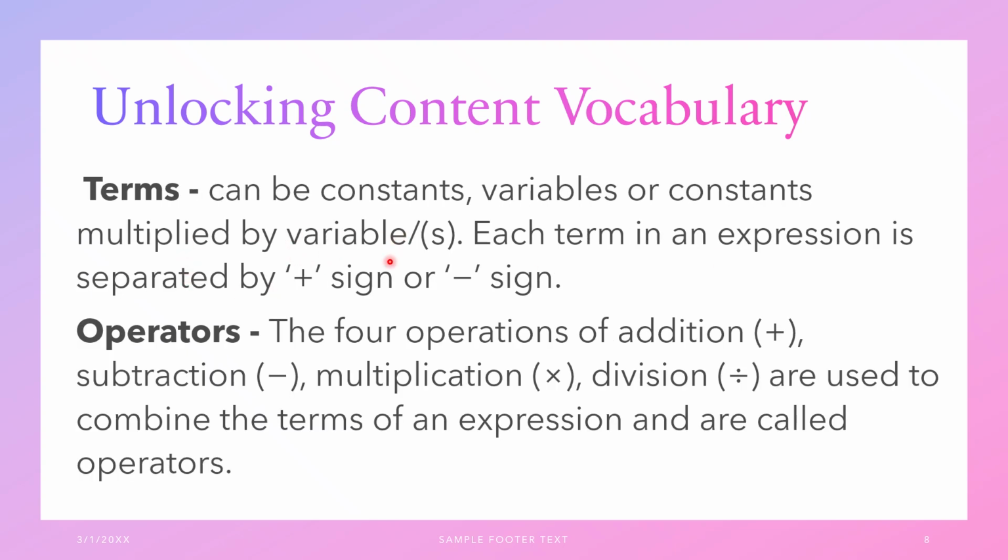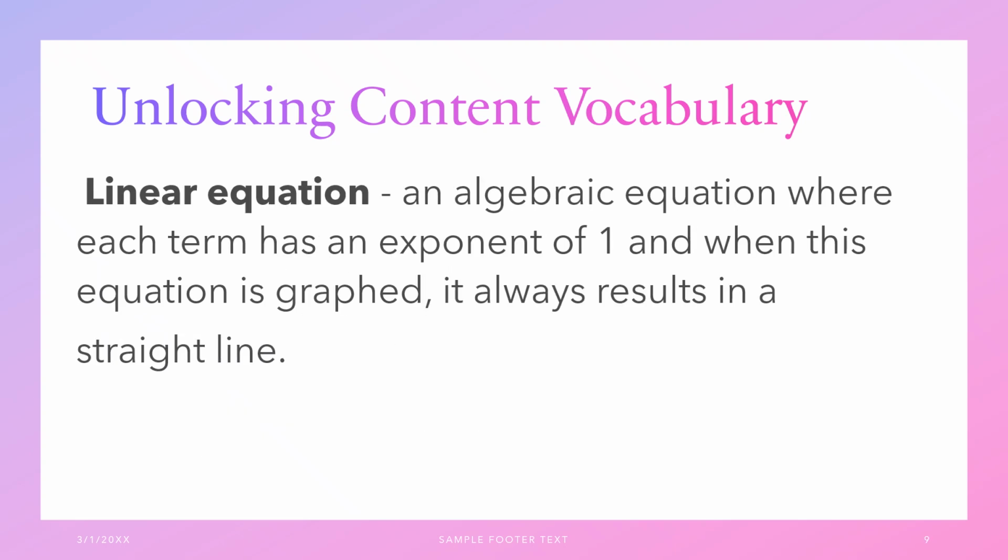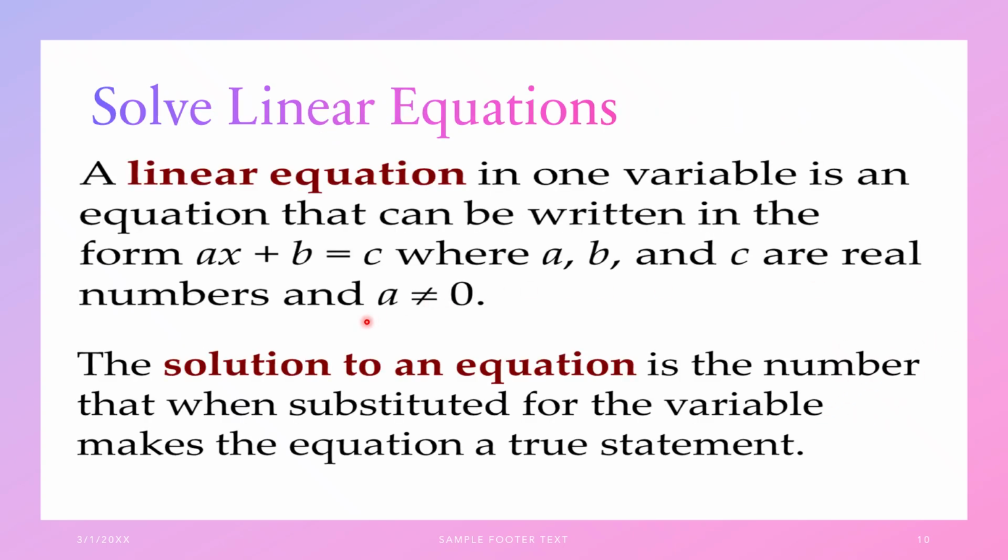Next, terms that can be constants, variables, or constants multiplied by variables. So remember in your polynomials, you studied already. And of course, operations: the four operations of addition, subtraction, multiplication, and division are used to combine the terms within an expression, also called operators. And then we have linear equation. It's an algebraic equation where its term has an exponent of 1. And when this equation is graphed, it always results in a straight line.